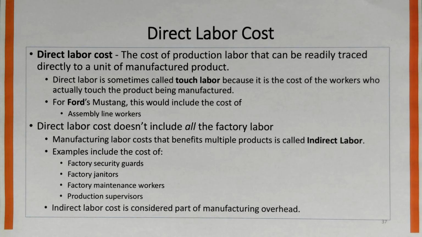Direct labor does not include all factory labor costs. Manufacturing labor costs that benefit multiple products are called indirect labor. Examples include the cost of factory security guards, factory janitors, factory maintenance workers, production supervisors, and so forth. Indirect labor cost is considered part of manufacturing overhead.